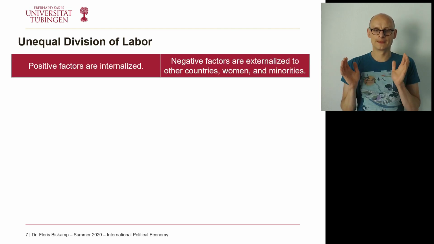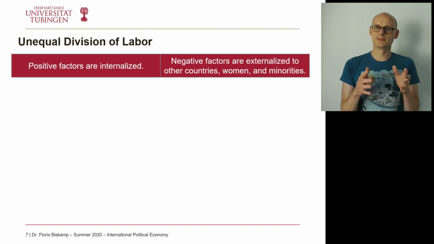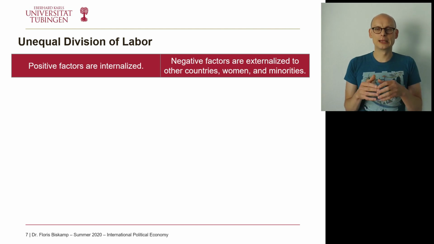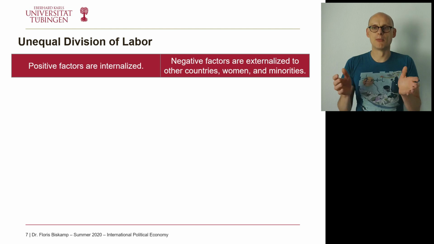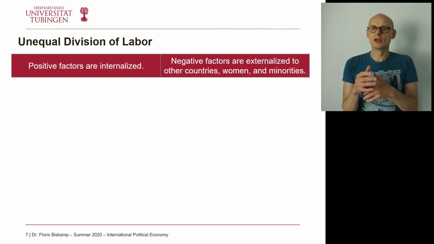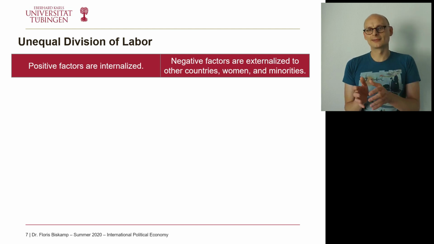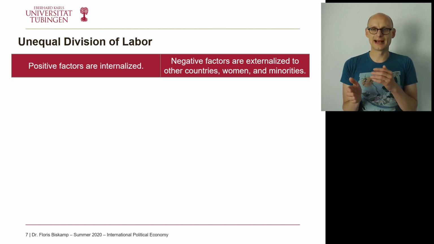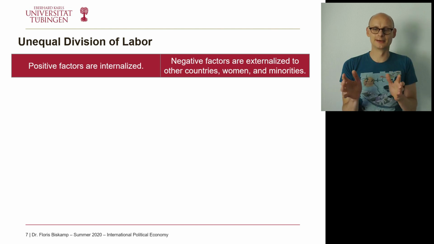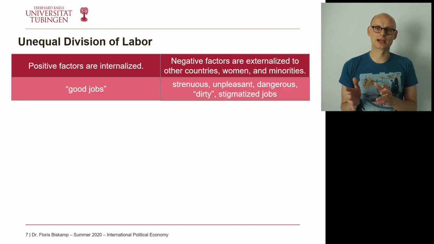If we further look at the unequal division of labor, we can do this by deploying this idea of externalization and internalization. If we look at it in the international perspective, we can say that there's this tendency that positive factors are internalized, they are kept in the richer countries, and in the richer countries they are kept among the higher classes, and typically more among the male part of the population, and also typically among the whites or the ethnic majority. It depends a little bit from country to country, but there's typically also an ethnic kind of division of labor, where the native population gets the better jobs than the migrants, at least in the richer countries. In some of the poorer countries, it might be the other way around. On the other hand, negative factors are externalized to other countries, to women, to minorities, and so on and so on.